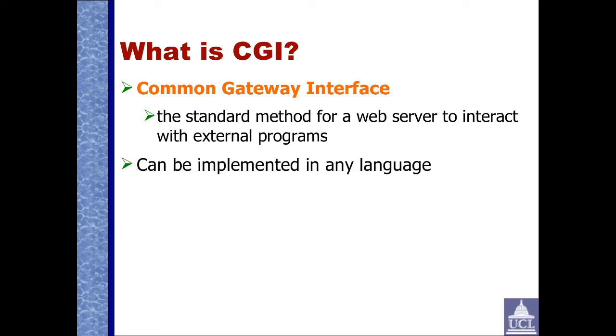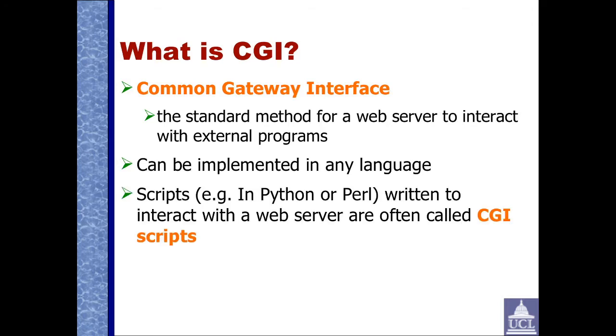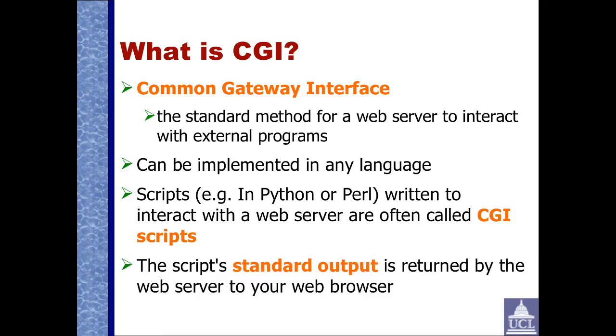It can be implemented in any programming language, and scripts, for example in Python or a language like Perl, written to interact with a web server are often called CGI scripts, but you could write them in C or C++ or Java or whatever. The script's standard output, so in other words what would normally go to the screen, gets returned by the web server to a web browser.